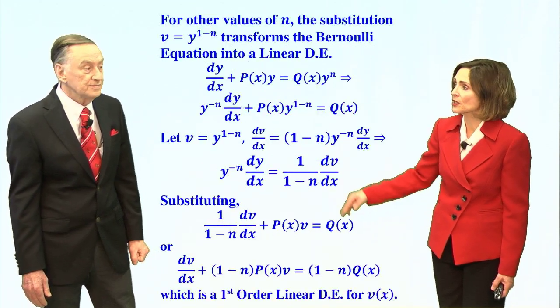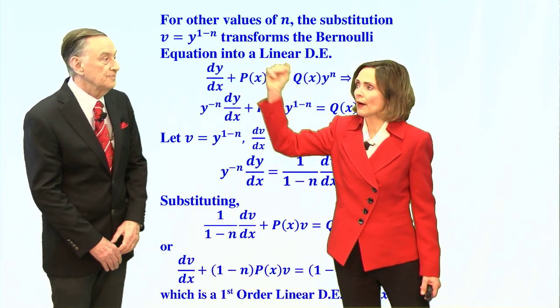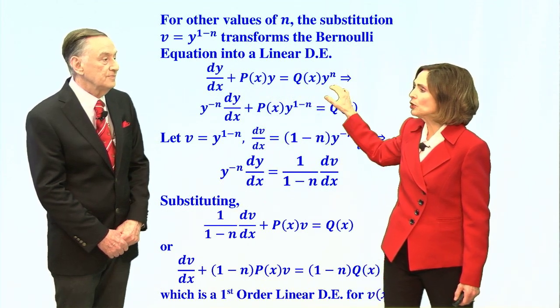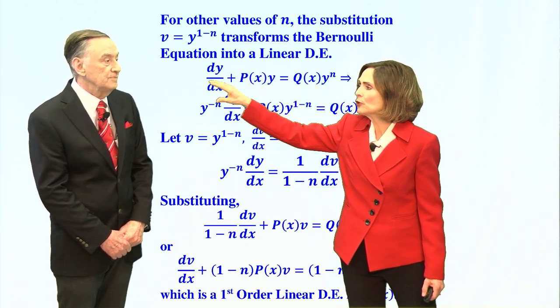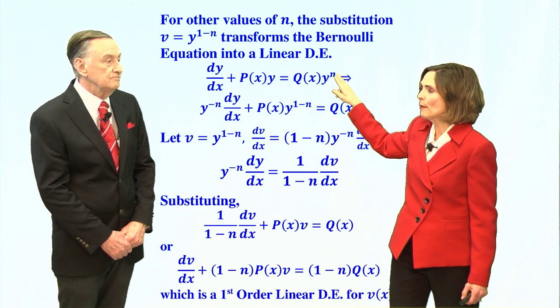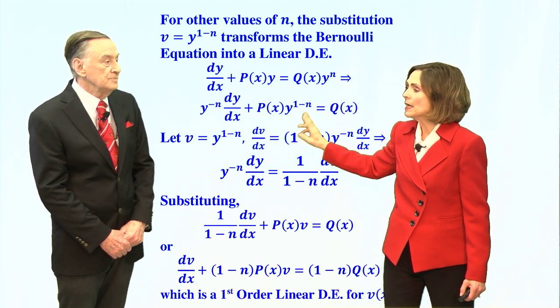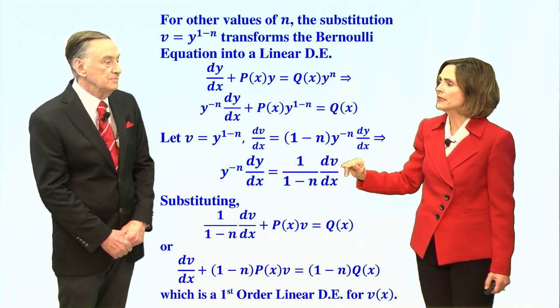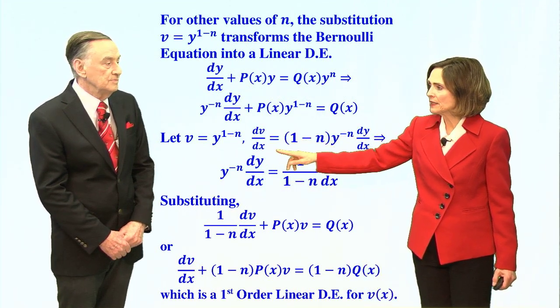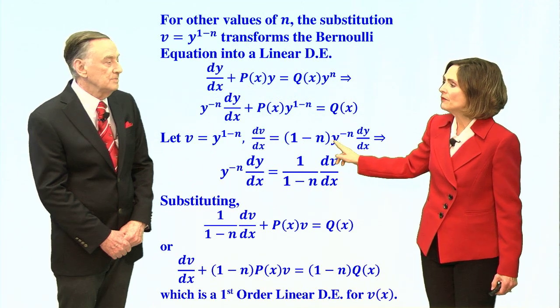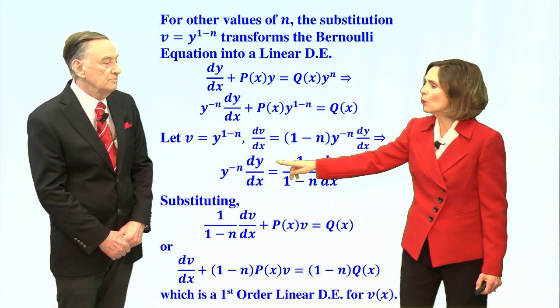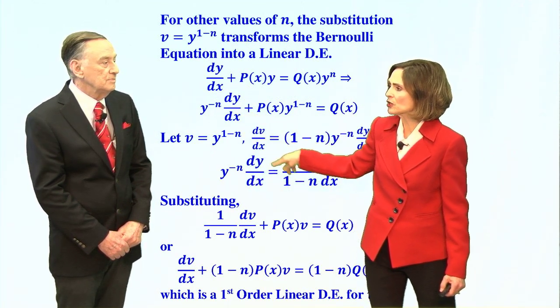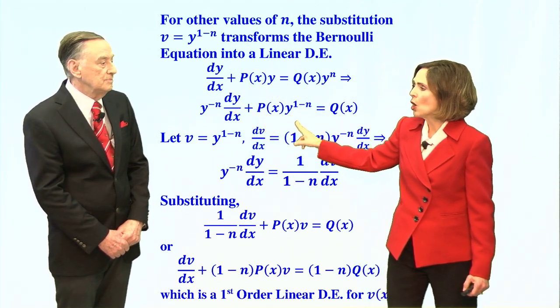For all other cases, we're going to make a variable change. The first thing you want to do is divide the Bernoulli equation completely through by y to the n, then make the variable change v equal y to the 1 minus n, find dv dx, and then solve that for y to the minus n dy dx that you're going to substitute right here.